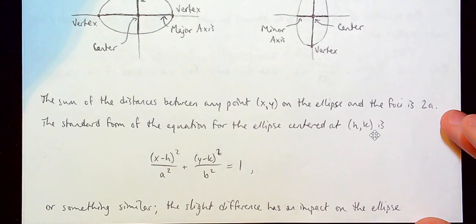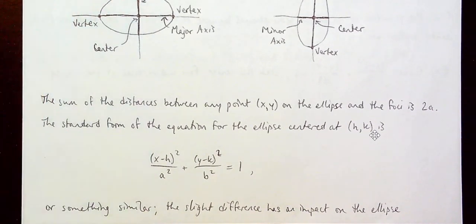Well, the sum of the distances between x comma y on the ellipse and the foci is 2a. Where does this a thing come from? I'll mention where the a comes from in the statement of the formula. I'm not going to go into the proof of why that is. That's a bit beyond the scope of this course. It's not something you really need to know, but where does this a come from?